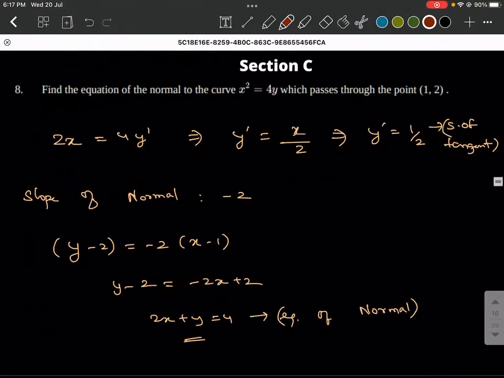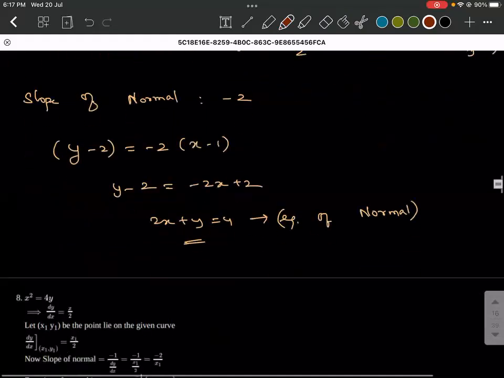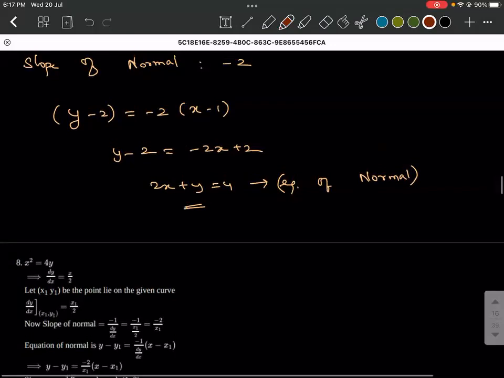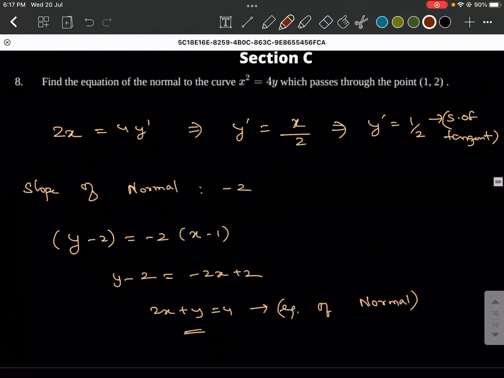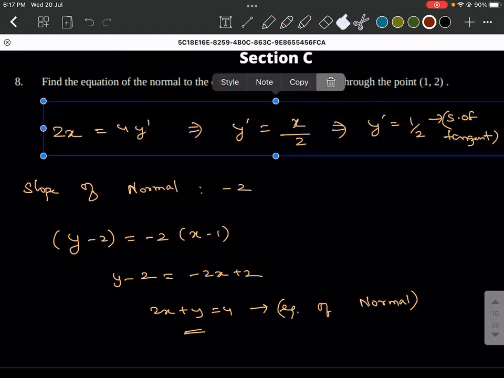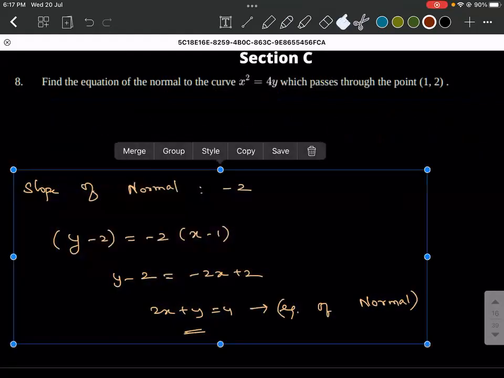What happened? Is there any mistake? Oh, I'm sorry. I thought it is the normal at that point. The normal passes through 1, 2. Then it's a slightly lengthy problem.